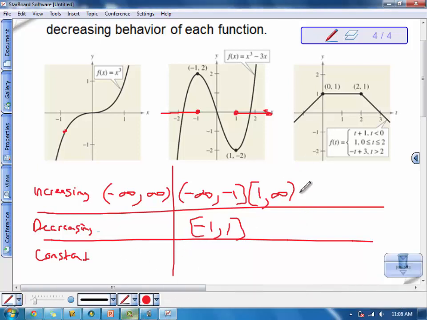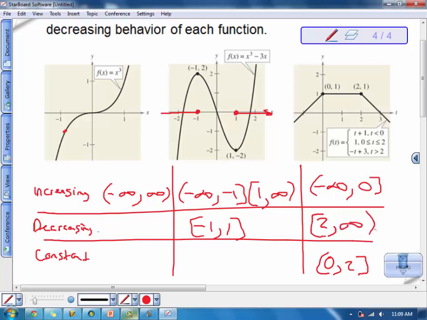But this last one is increasing from negative infinity all the way up to 0. You can include 0. And then it's constant from 0 to 2, and then it's decreasing from 2 to positive infinity. So that's what we would say for each of these.